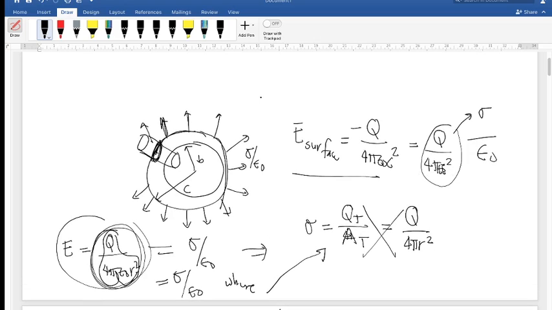So the surface area of the sphere is equal to 4 pi r squared, or for our conductor, 4 pi c squared, where the radius is c. So basically the electric field magnitude on the surface is equal to sigma over epsilon sub naught.